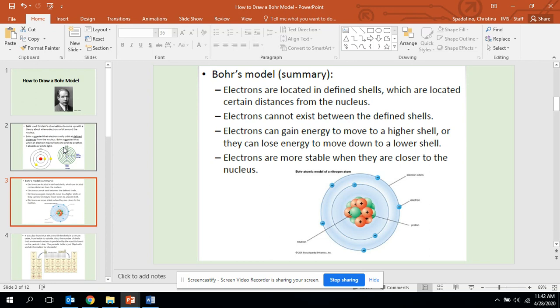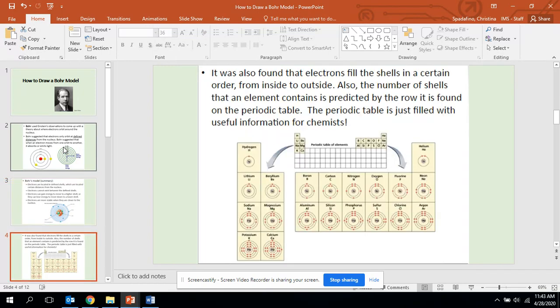Electrons are located in defined shells, which are located certain distances from the nucleus. Electrons cannot exist between these defined shells. Electrons can gain energy to move to a higher shell, or they can lose energy to move down to a lower shell. Electrons are more stable when they are closer to the nucleus.